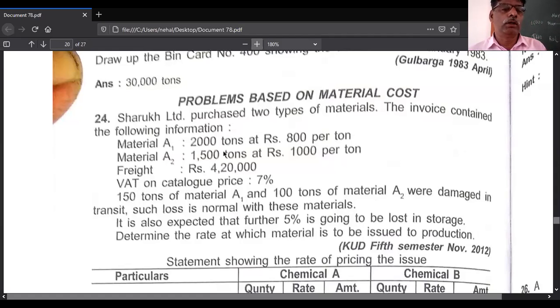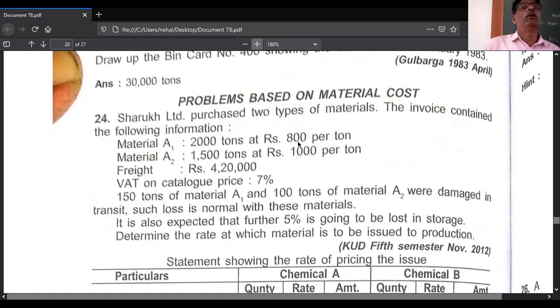Material A is 2000 tons. Rate per ton is 800. Then material B is 1500 tons. Rate per ton is 1000. Okay. If you multiply these two, quantity and rate, you will get the value. What is the value of material A? 2000 into 800.